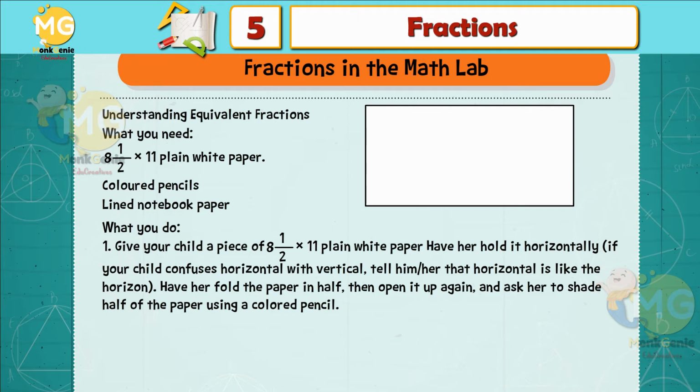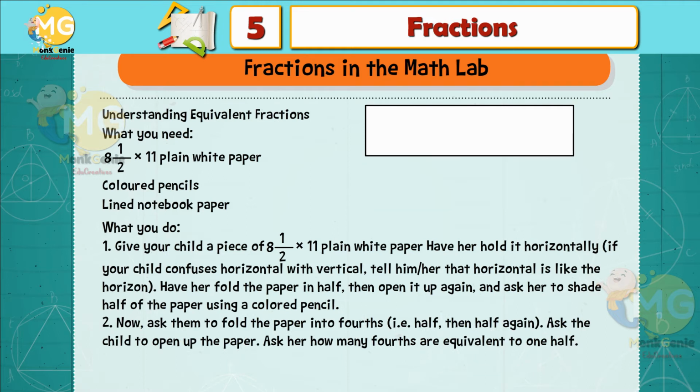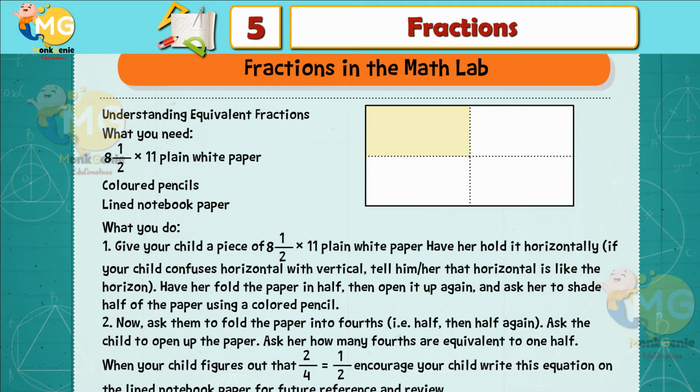Have her fold the paper in half, then open it up again and ask her to shade half of the paper using a colored pencil. Now, ask them to fold the paper into fourths, that is, half then half again. Ask the child to open up the paper. Ask her how many fourths are equivalent to 1/2. When your child figures out that 2/4 is equal to 1/2, encourage your child to write this equation on the lined notebook paper for future reference and review.